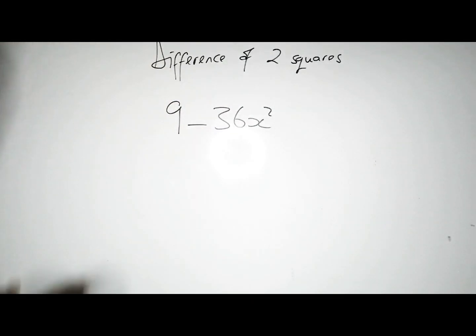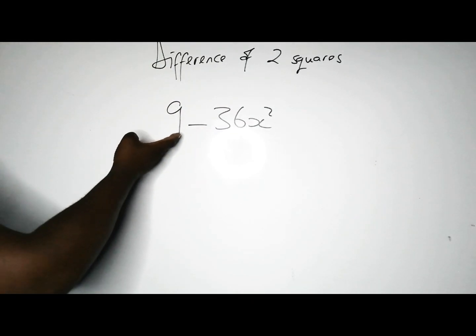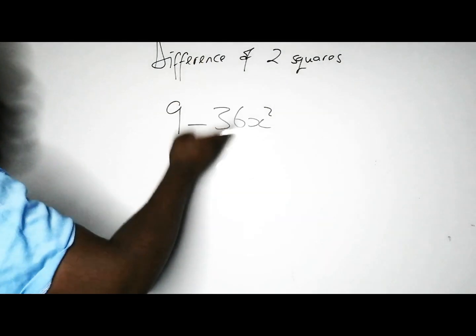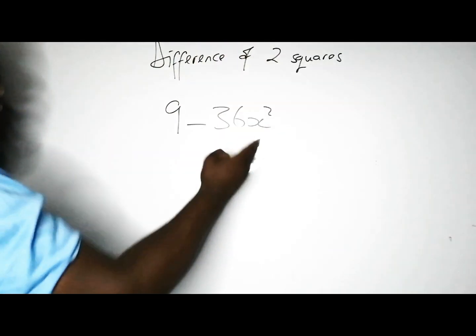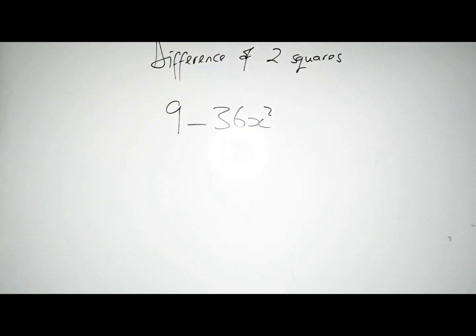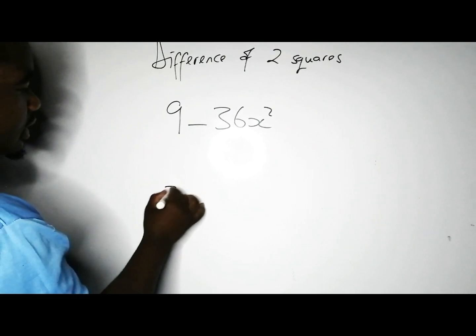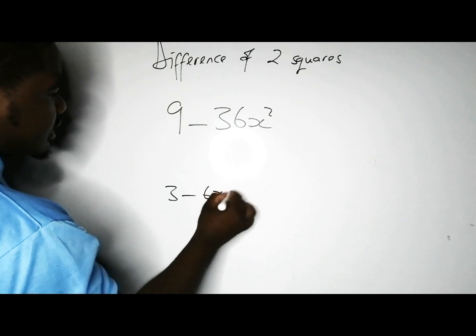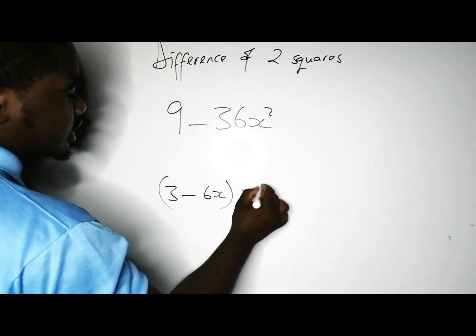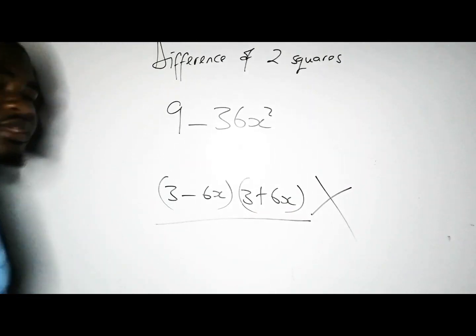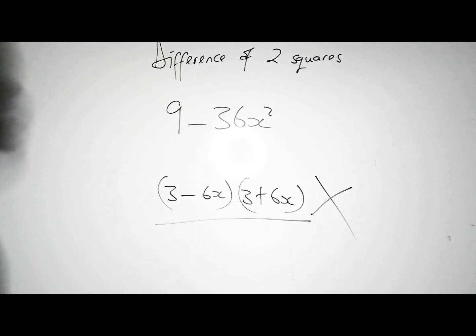When someone sees this one, we just say we have 9 here, and the square root of 9 is 3, the square root of 36 is 6, and the square root of x squared is x. This will be marked wrong, 100% wrong. If you say the answer here is 3 minus 6x and 3 plus 6x, this is wrong, guys.